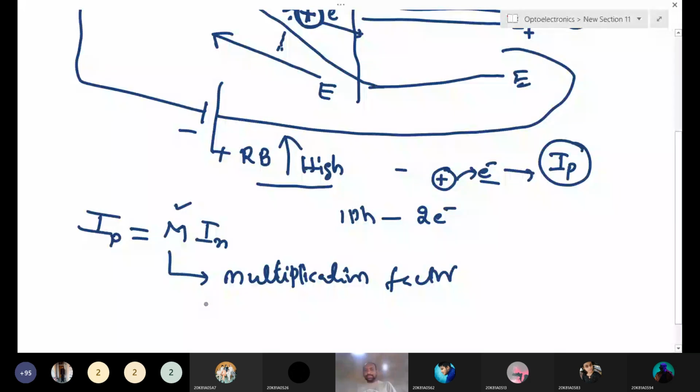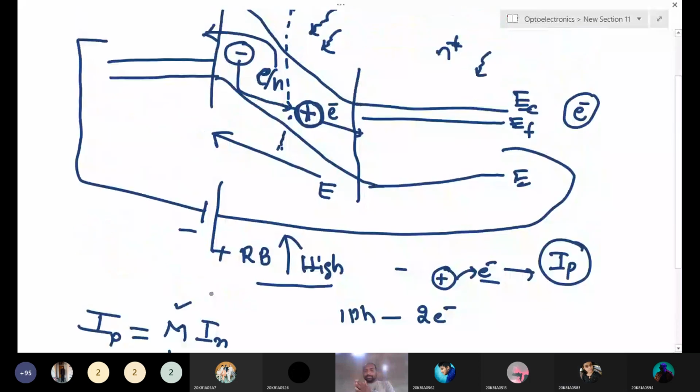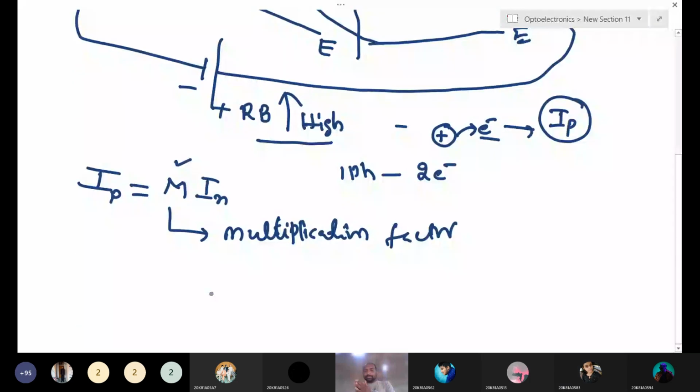Is it clear to you how the avalanche photodiode is working? Anybody please respond. Yes, sir. It is the very same concept. First we know the PN junction diode, and we apply reverse bias voltage. In reverse bias we are applying a high voltage. That is the first point. After that, the second thing is that using light we are generating electron-hole pairs.